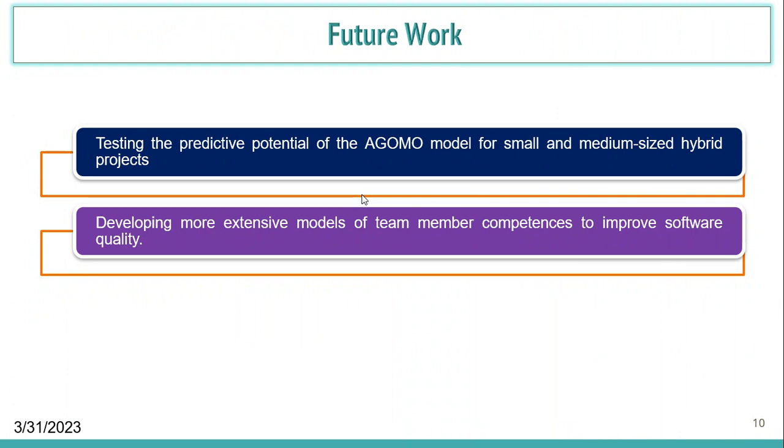This paper also has future work. One is testing the predictive potential of the AGOMO model for small and medium-sized hybrid projects, and another is developing more extensive models of team members' competences to improve software quality.